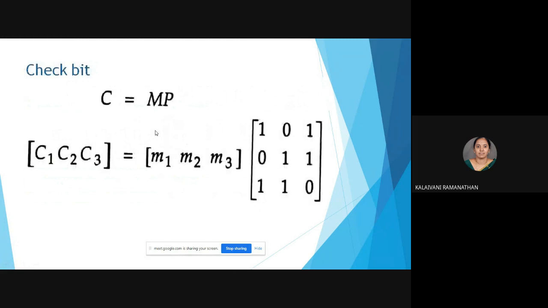And then the check bit is given by the relation C equal to M into P. M represents the message bits and P represents the parity matrix. As there are 3 check bits, you have 3 message bits and a 3 cross 3 parity matrix. So from this matrix multiplication, you will be able to note down the equations for the check bits. C1 is equivalent to M1 XOR M3, C2 is equivalent to M2 XOR M3, C3 is equivalent to M1 XOR M2. With this relation, you will be able to generate the code.